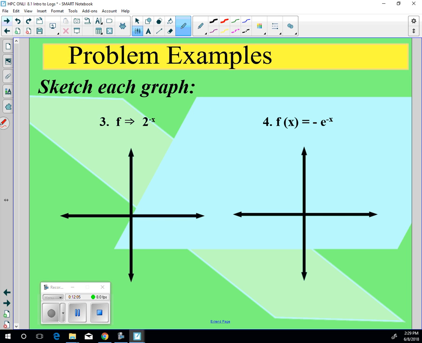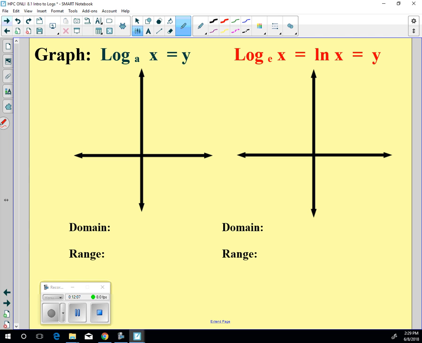All right. And you can manipulate those. I do want to do one more, and this is log base a of x equal y. Now, just looking at that, it looks pretty scary. But take a look at this. Log base a of x, if we write this as a to the y equal to x, and we switched x and y, doesn't this look very much like 2 to the x or 3 to the x or e to the x?